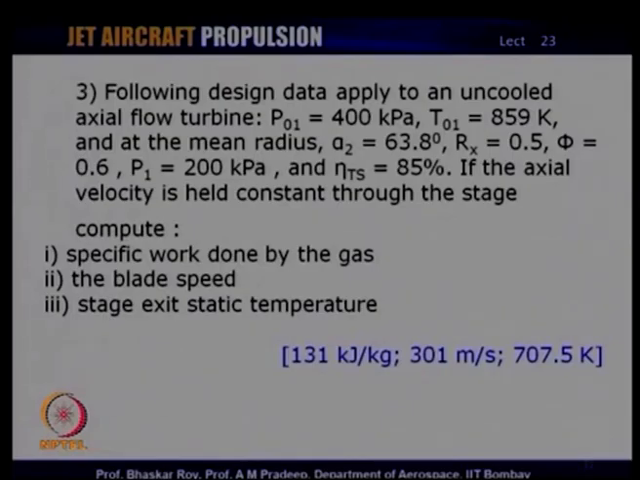If the axial velocity is held constant as in the last problem through the whole stage, you are required to compute the specific work done by the gas, the blade speed and the stage exit static temperature. These are the numbers that you would get: 131 kilojoules per kg, the blade speed would be 301 meters per second, and the stage exit static temperature would be 707.5 K.